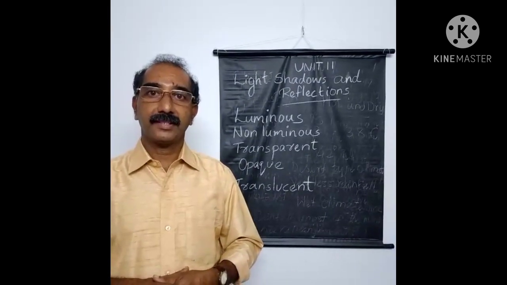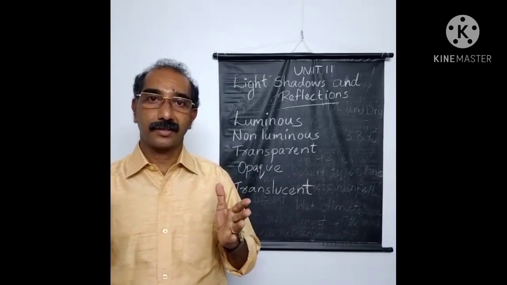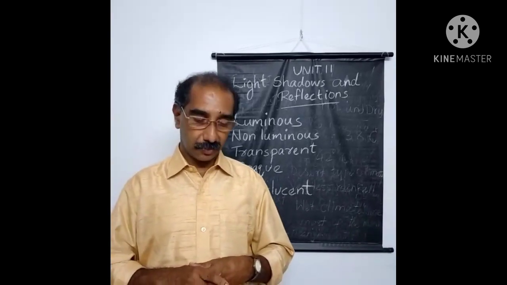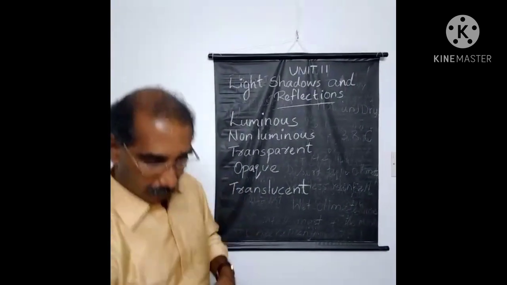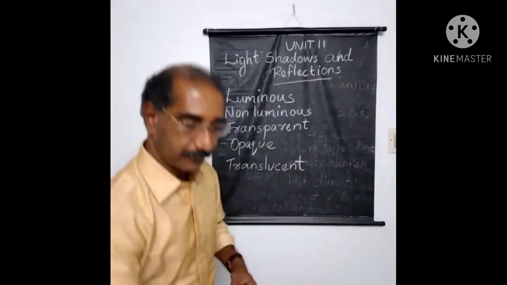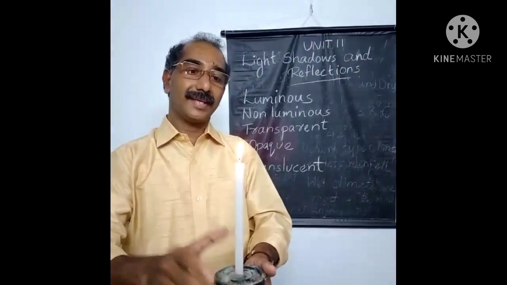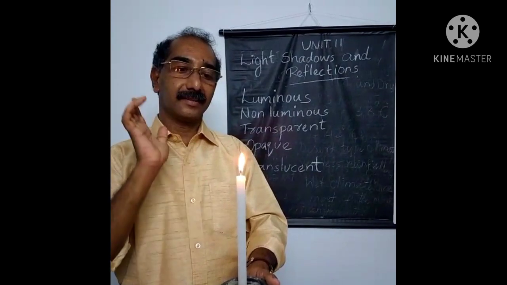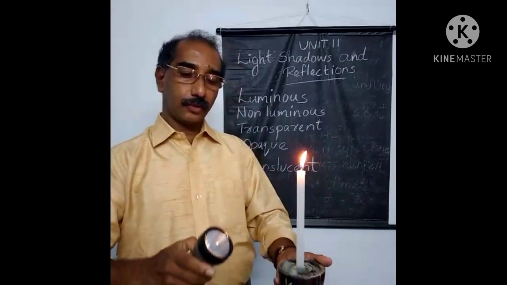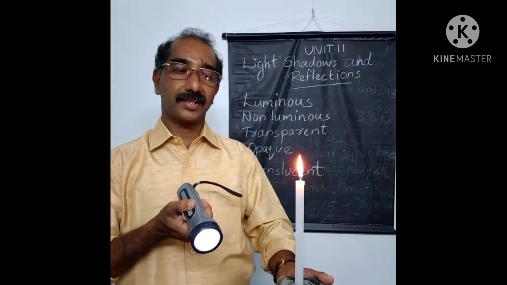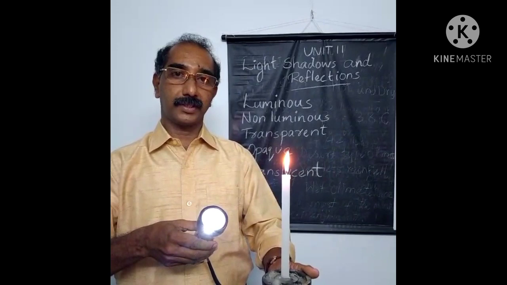There are some objects that always give their own light. Those objects are called luminous objects. For example, a candle. A candle is producing its own light, so we can say that a candle is a luminous object. A torch also produces its own light, so we can say a torch is a luminous object.